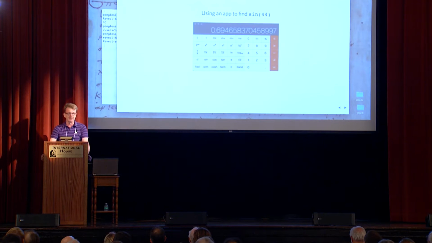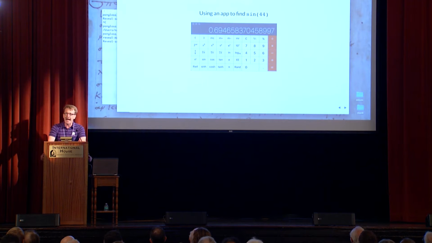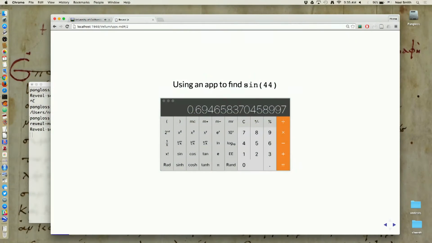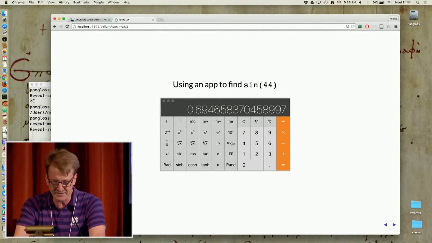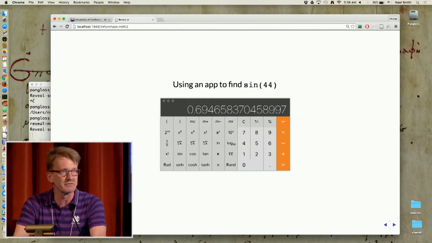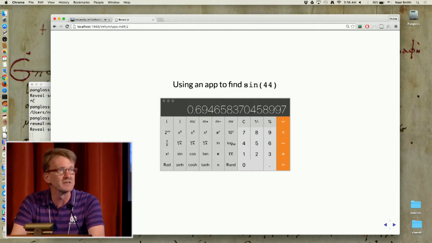But let's start with something familiar and simple. Here's an app. You probably have something like this on your phone or maybe on your laptop. This is a sine function. Even a mathematician would call this a function. You put in a value from a specified domain and it maps it to a value in a given range. I put in 44 degrees and find out that the sine of 44 degrees is a little over 0.69.